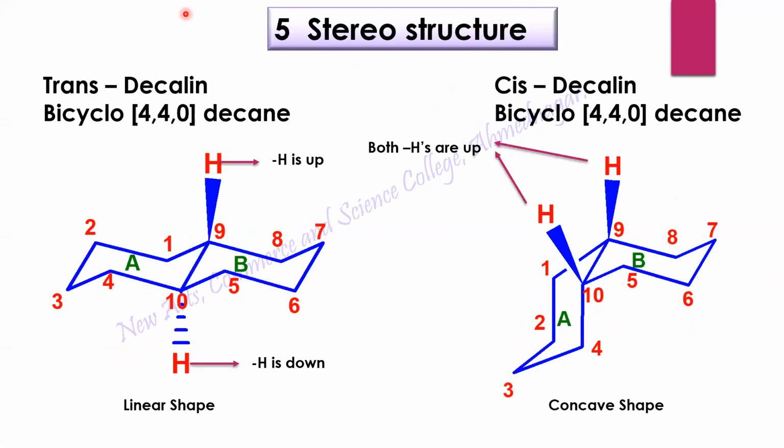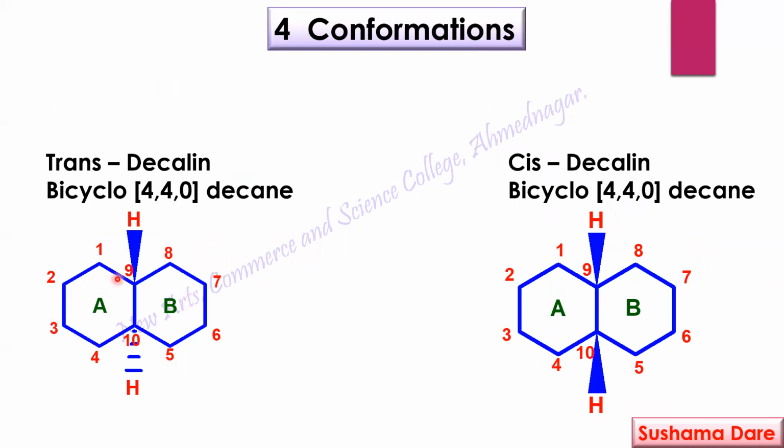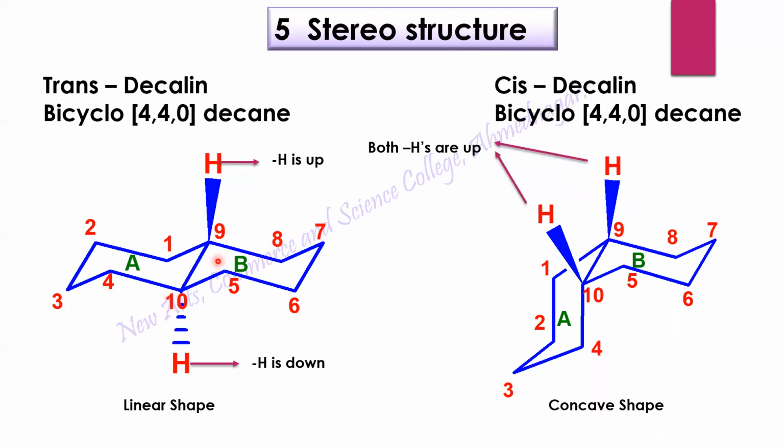Now the stereo structure for trans-decalin. What you do is, you first draw ring B. After drawing ring B, next you place carbon number 9 and carbon number 10 on the left hand side. The reason is, you can see here carbons 9 and 10 are on the left hand side of ring B. So first your duty is to draw ring B in a chair conformer. So draw ring B in a chair conformer. Then you write down the numbers, number 9 and number 10, on the left side of ring B.